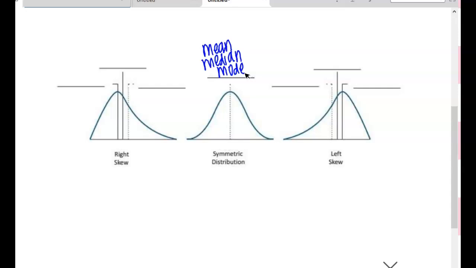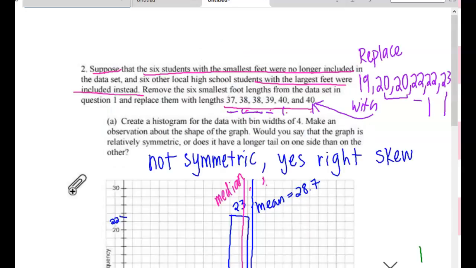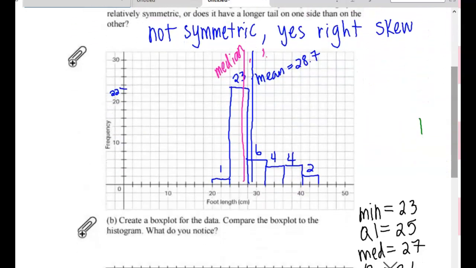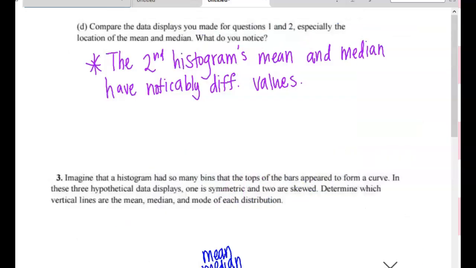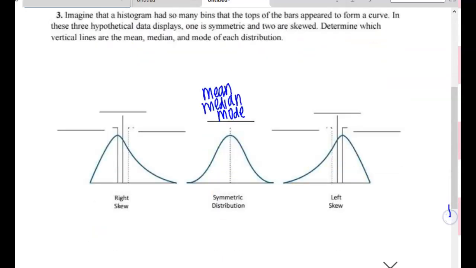But we did a right skew, correct? And on our histogram, where was the median? In the middle, right? Where was the mean? On the left. On the right. So here, median and mean. Okay, we're looking at these little lines, the vertical lines. Okay. And so what's the third one that we didn't really look at, but it's still important? Mode. Okay. So we saw both of these today.